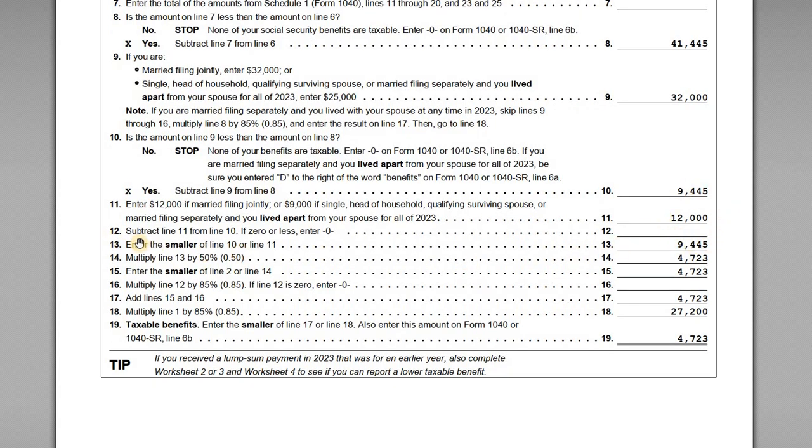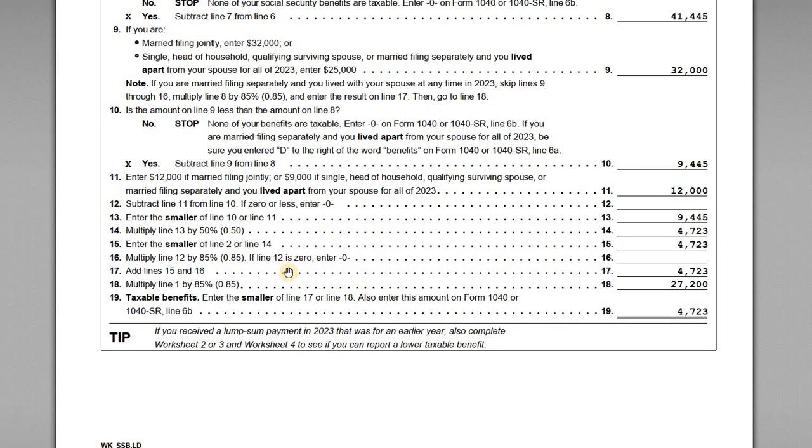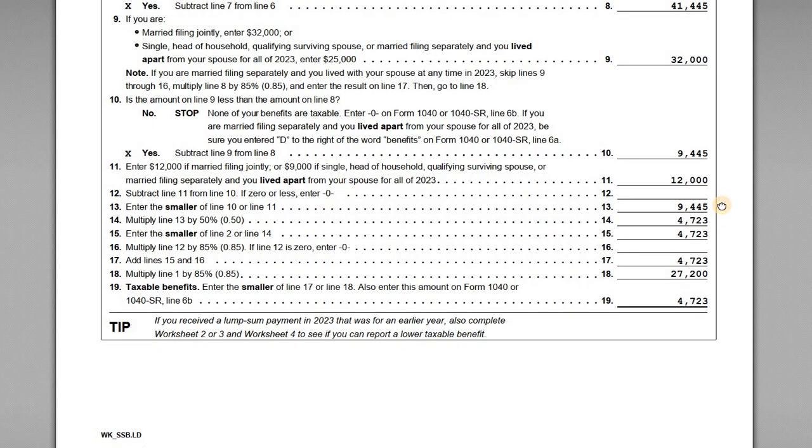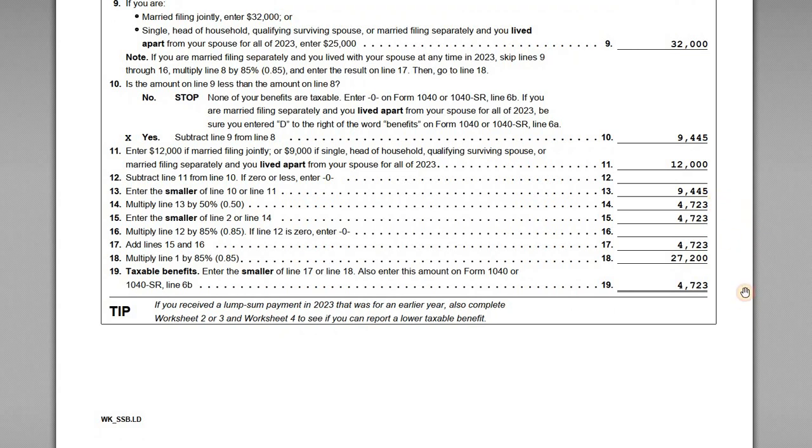Line 12 asks to subtract line 11 from line 10, which is going to give us a negative number, so we put 0 there on line 12. Line 13 asks us to enter the smaller of line 10 or line 11, so we enter $9,445. Line 14, we multiply line 13 by 50%, and we're left with $4,723. So that's going to be the amount that's taxable under these circumstances. So line 15, enter the smaller of line 2 or line 14.